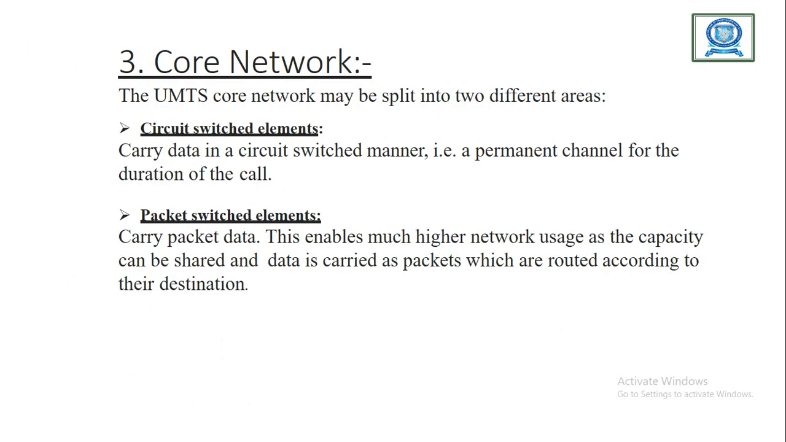Core networks. In UMTS, the core network may be split into two different areas. First is the circuit switched element, another is the packet switched element. The circuit switched element carries data in a circuit switched manner. The packet switched element carries data in a packet data manner. This enables much higher network usage as the capacity can be shared, and data is carried as packets which are routed according to their destinations.